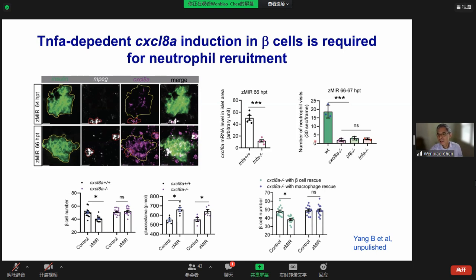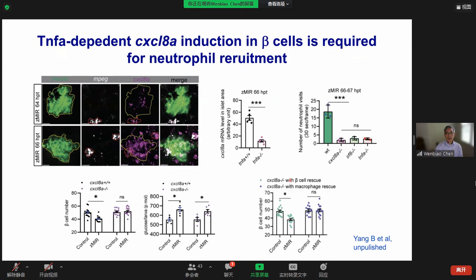So knockout of IL-8 or CXCR8 all suppress neutrophil infiltration, and so those data all suggest that it's the beta cell derived CXCL8 that's responsible, because when we rescued CXCL8 in beta cells, we can now induce beta cell death. But if we rescue it in the macrophage, that does not rescue the beta cell death phenotype.